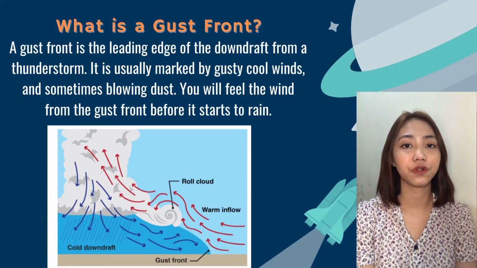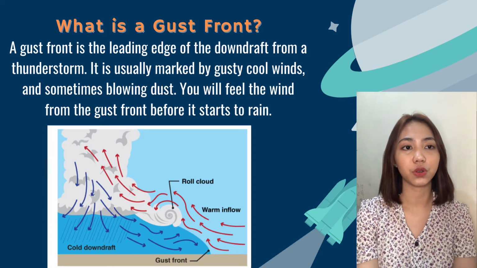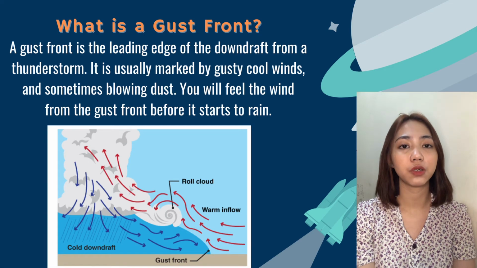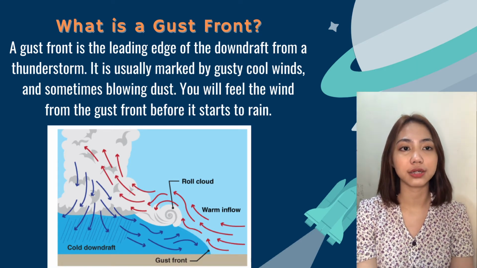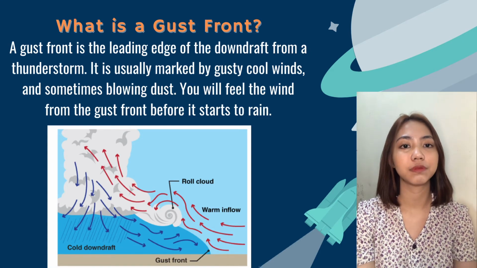Next is the gust front. A gust front is the leading edge of the downdraft of a thunderstorm. It is usually marked by gusty cool winds and sometimes blowing dust. You will feel the wind from the gust front before it starts to rain.